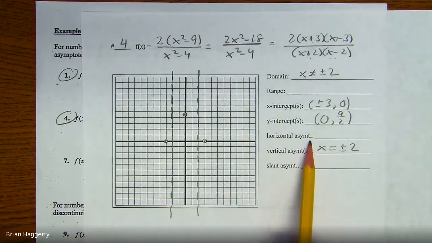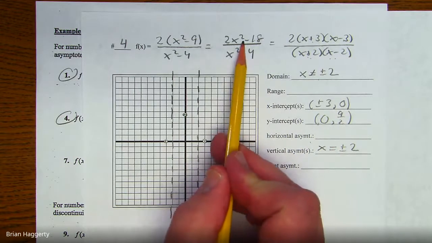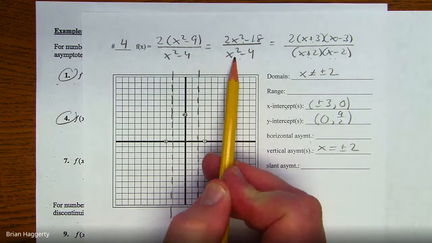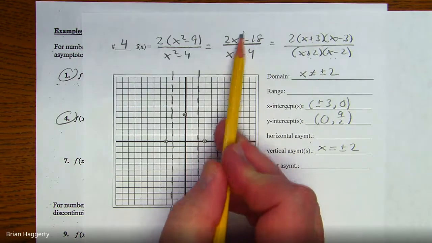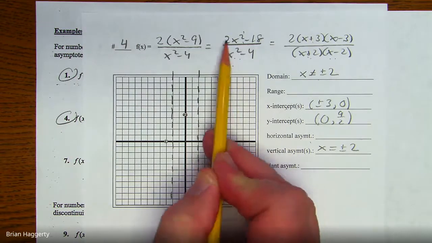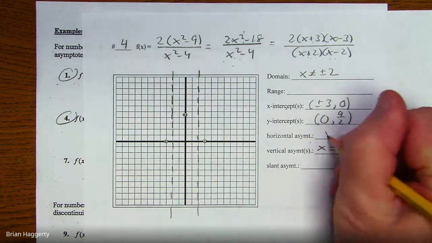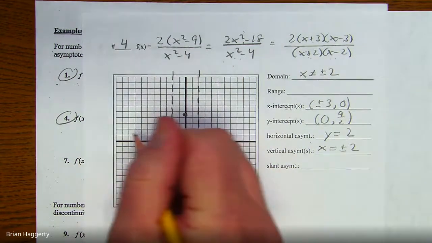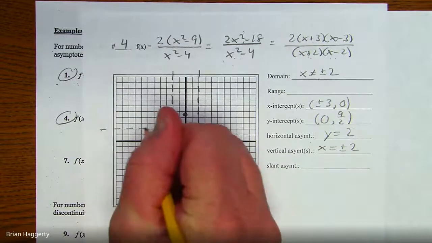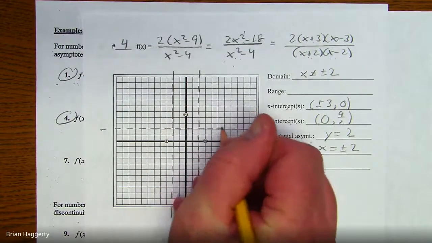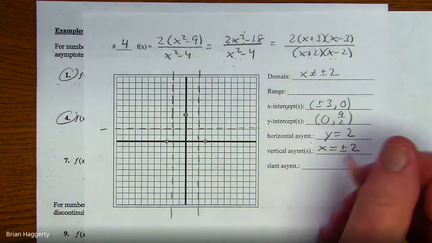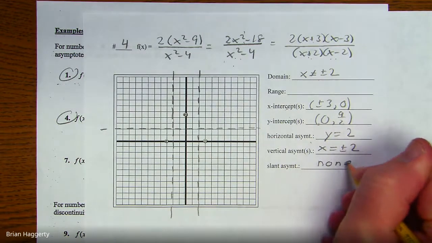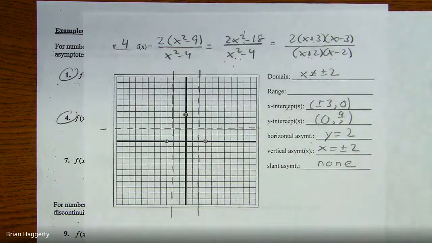Right, horizontal asymptote. The top is degree 2. The bottom is degree 2. 2 is the same as 2. That means the degree of the top equals the degree of the bottom. Ratio of the lead coefficients. y is equal to 2. If it has a horizontal asymptote, it can't have a slant. The ones that have the slant, that'll be one of the variations we get to tomorrow.